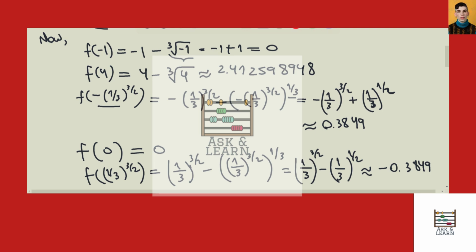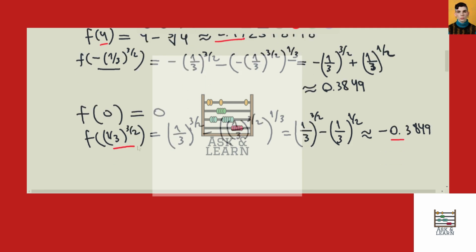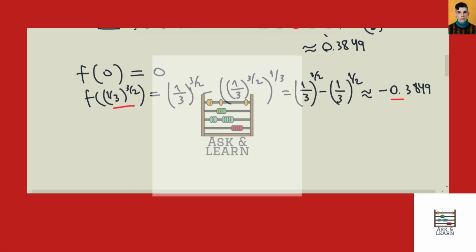the function. We know that the maximum value is 2.41 at the right endpoint 4, and the minimum value is this one here, negative 0.3849, about that, at 1/3 to the 3 halves. So with that, we can say the answer to the problem.